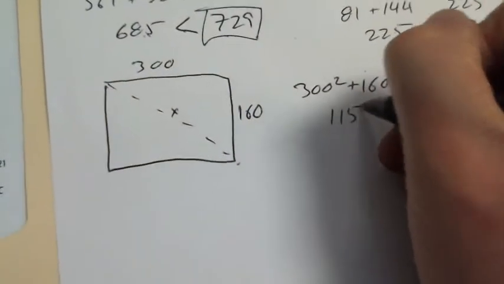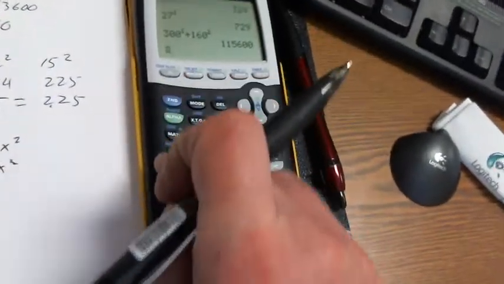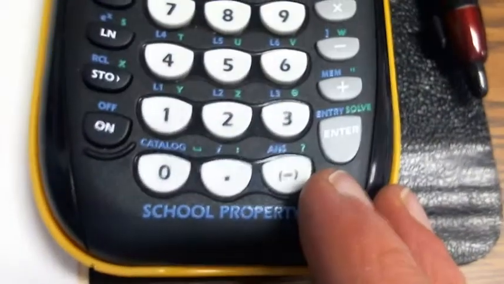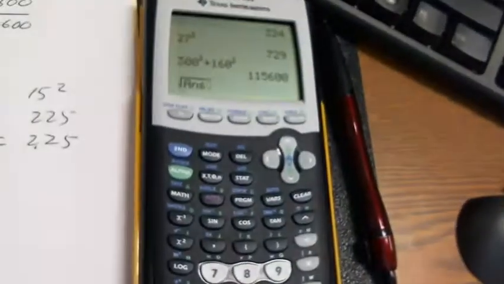So 115,600 is x squared. So what we can do is take the square root of that answer. The answer button is down here. Second, minus sign. 340.